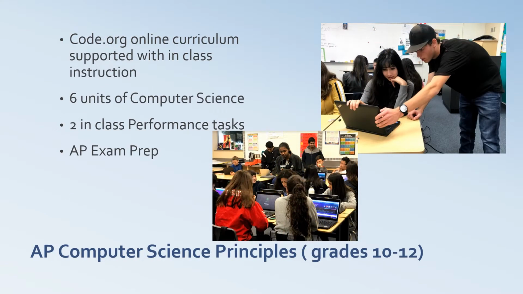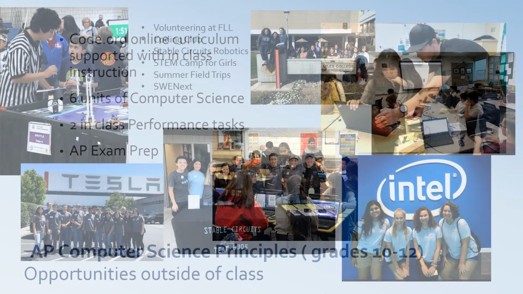AP Computer Science Principles is an intermediate level course that also has 6 units of study, and during the course, you will create 2 performance tasks that will account for 40% of your overall AP score.